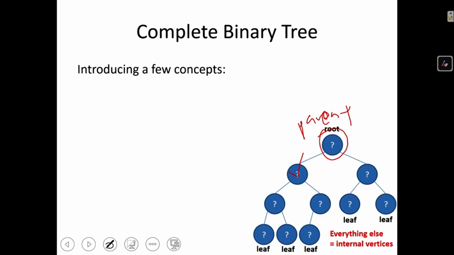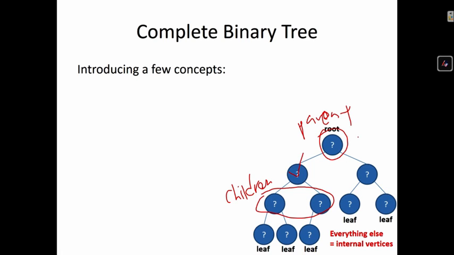And then just below it, it has what you call children. So these two nodes are called the children of this internal vertex. The root has no parent because it is at the top, and leaves, since they are at the bottom, have no children. Okay, that's it.